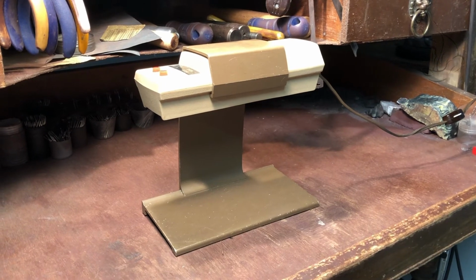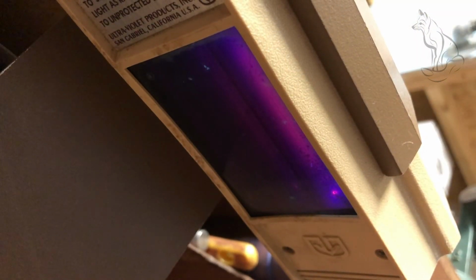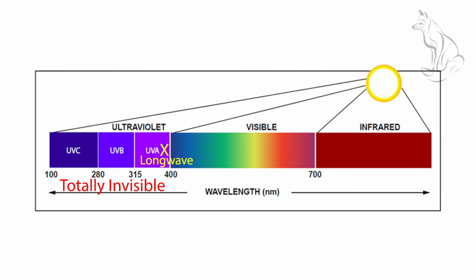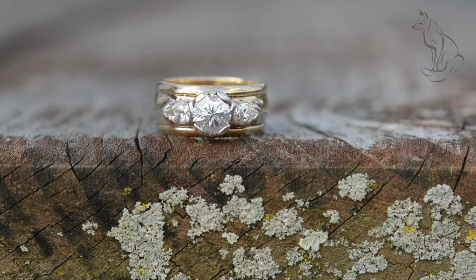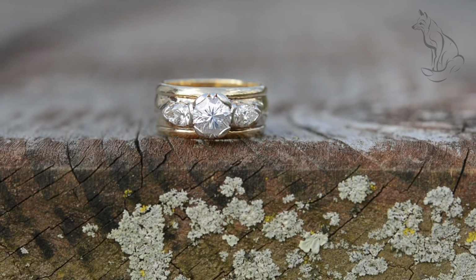Now, we use lamps that use the long wave UV, but also a short wave UV, which is 254 nanometers. Fluorescence is a natural phenomenon, and some gemstones are more likely to fluoresce than others. But before we go too far down that road, let's take a look at what fluorescence actually looks like. This is a diamond ring. What is your hypothesis on its fluorescence? Will it glow under UV light, or will it not glow under UV light?